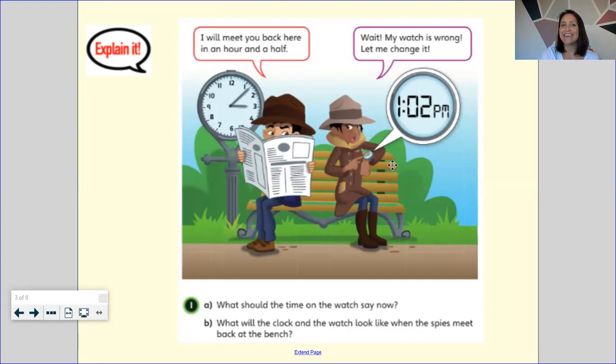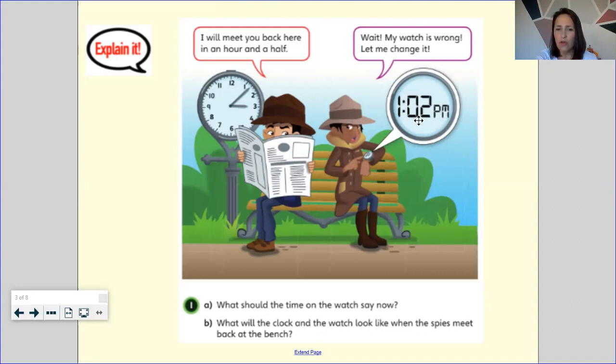Welcome back. So, the clock here, the hour hand is pointing between the 3 and the 4. The hour is 3. The minute hand is pointing at the 7. Okay, it's pointing at 5 and then 2 more, 7. It is 7 minutes past 3. The time is 3:07. So the watch should say 3:07. So congratulations if you got that one right.